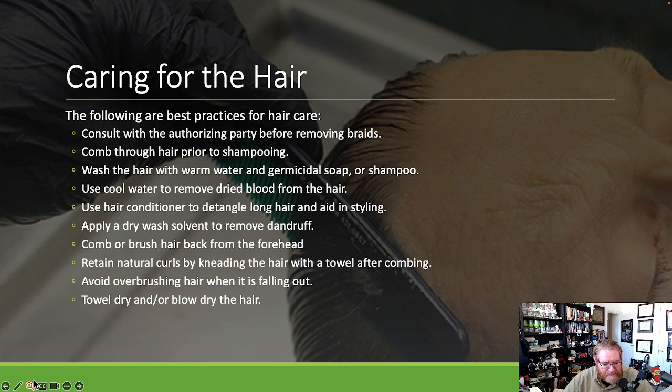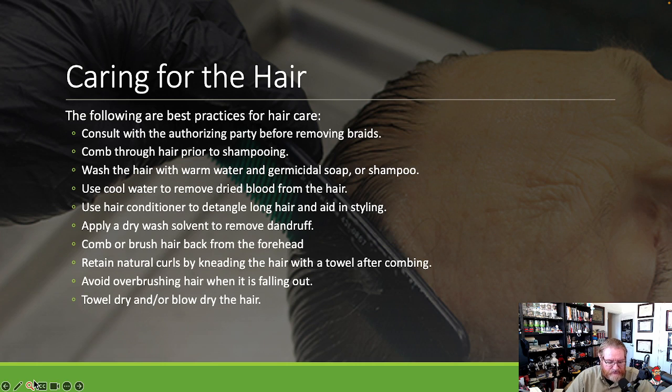The following are best practices for hair care. Consult with the authorizing party before removing braids. Comb through hair prior to shampooing. Wash the hair with warm water and germicidal soap or shampoo. Use cool water to remove dried blood from the hair. Use hair conditioner to detangle long hair and aid in styling.